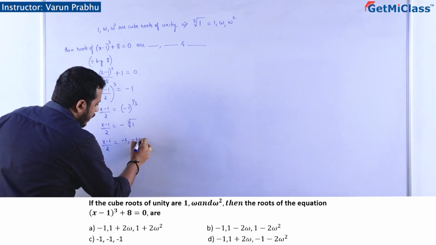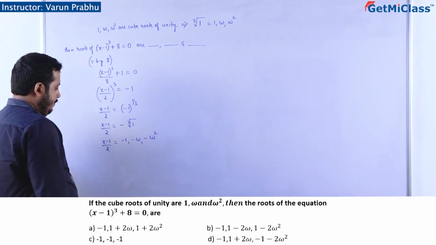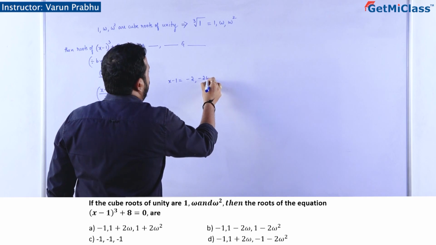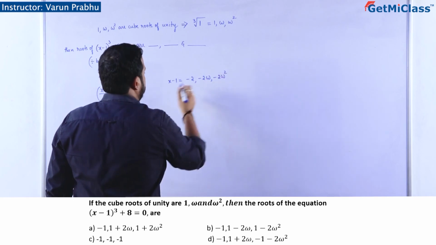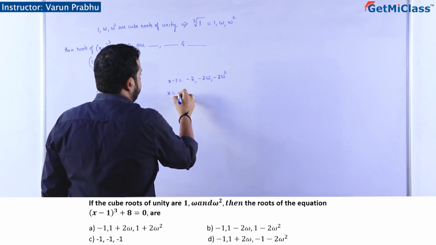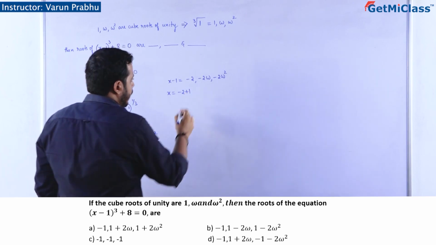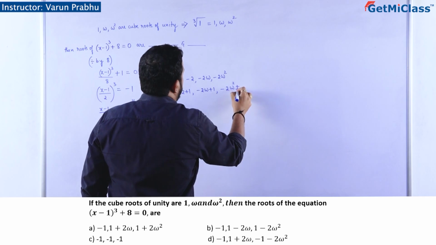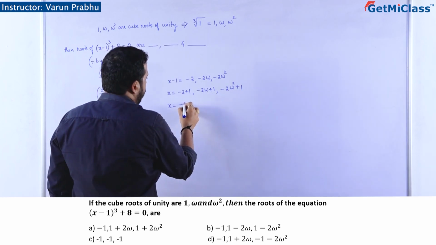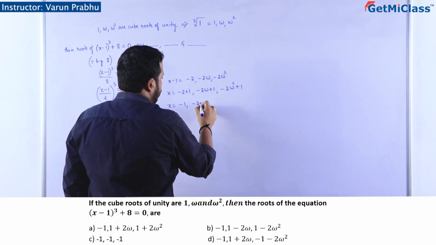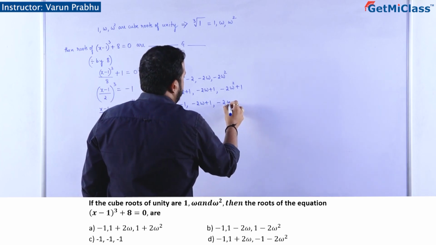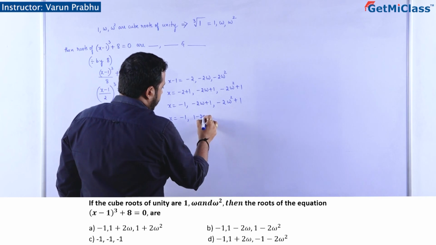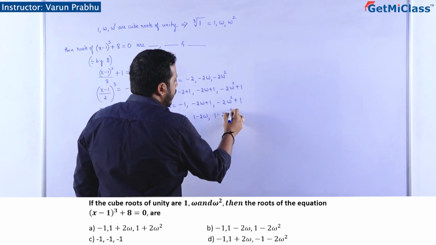So it is minus 1, minus omega, minus omega square. Correct. So x minus 1 will be equal to minus 2, minus 2 omega, minus 2 omega square. So x is equal to minus 2 plus 1, minus 2 omega plus 1, minus 2 omega square plus 1. So x is equal to minus 1, minus 2 omega plus 1, minus 2 omega square plus 1, or I can also write it as minus 1, 1 minus 2 omega, 1 minus 2 omega square.